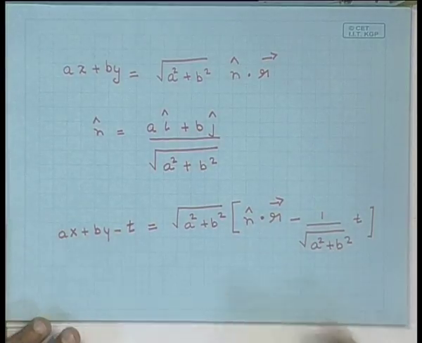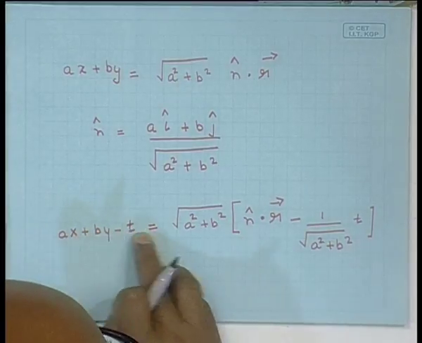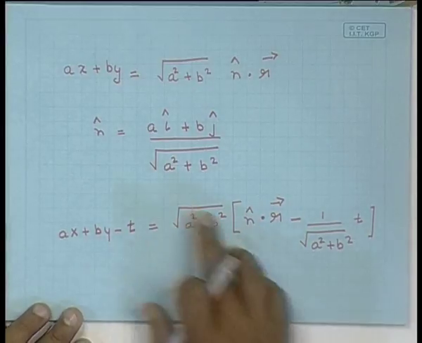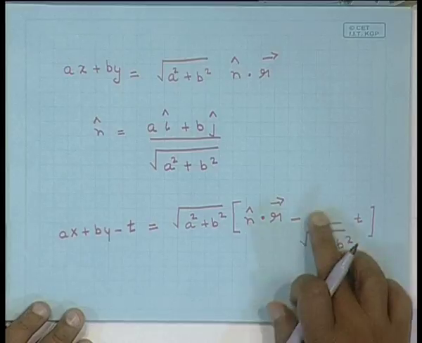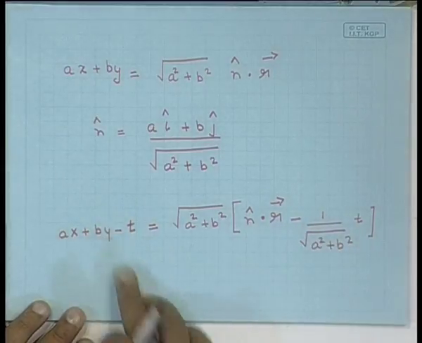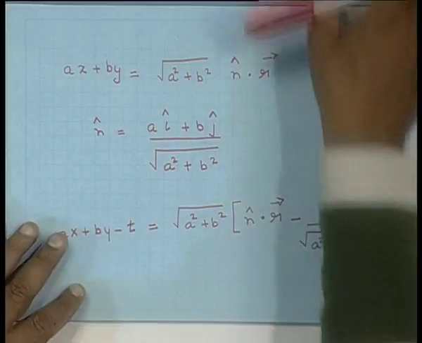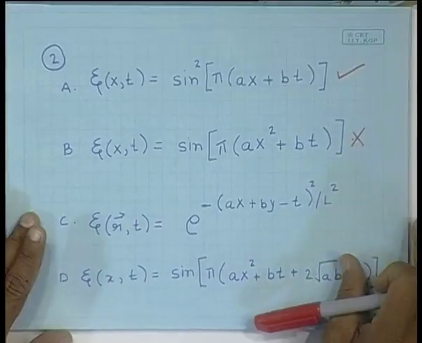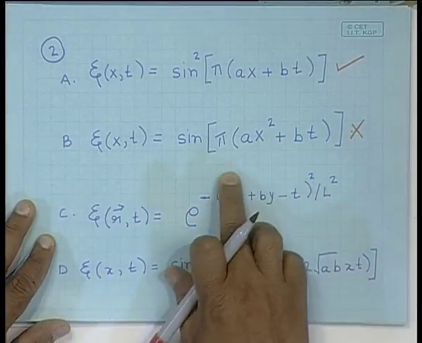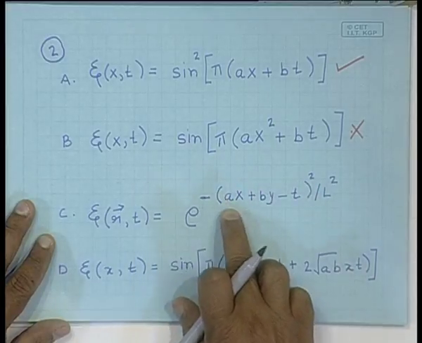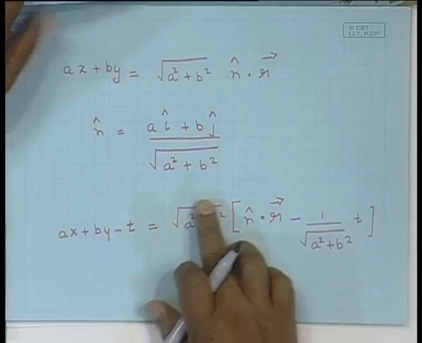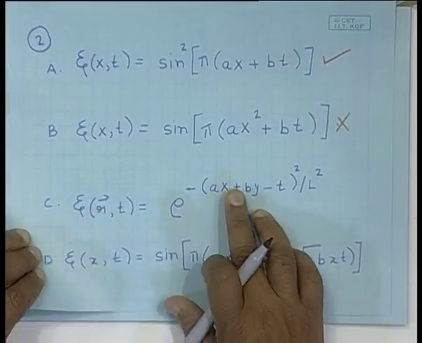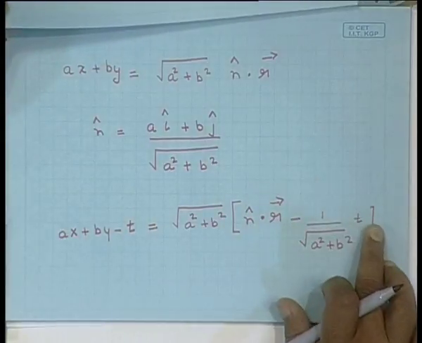Right. So, what we have done is we have written Ax plus By minus t as an overall factor of square root of a square plus b square, into this unit vector n dot r minus this number into t. So, this is exactly the same as this. Now, it should be quite clear that the argument of this function, which is there in the exponent, has now been written in this fashion. Right. So, the argument of this function has now been written in this fashion.